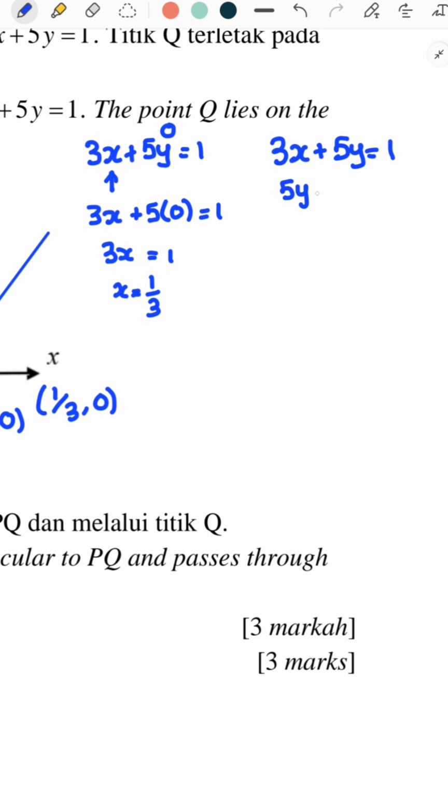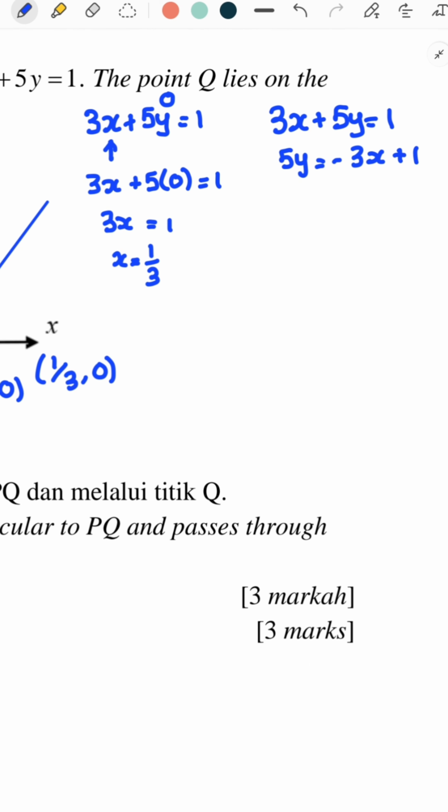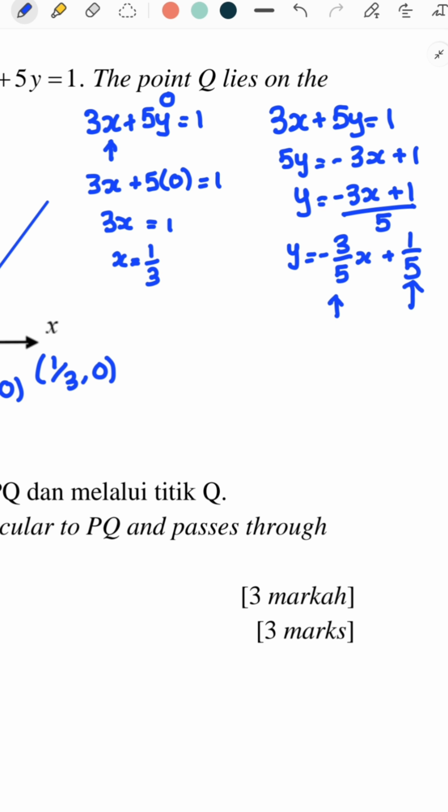So 5y = -3x + 1. And y = (-3x + 1)/5. So now let's separate this fraction. y = -3/5 x + 1/5. So this is your gradient and this is your y-intercept.